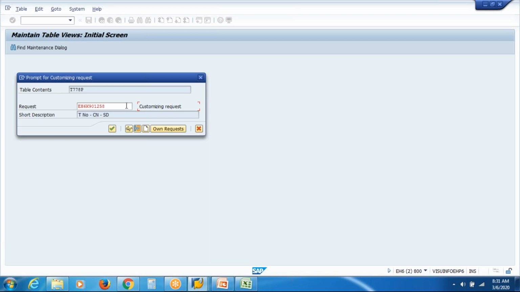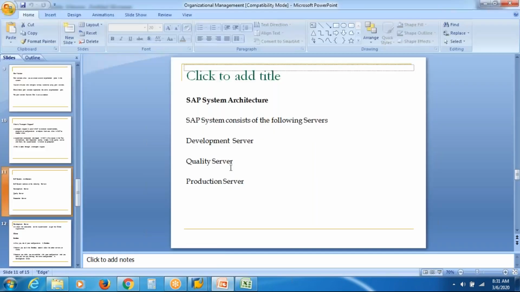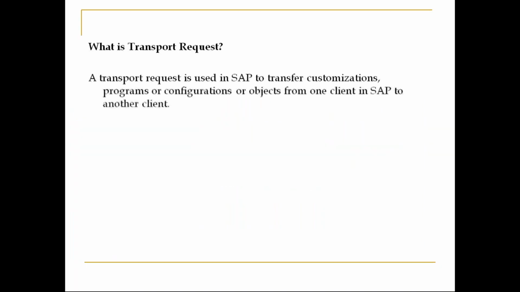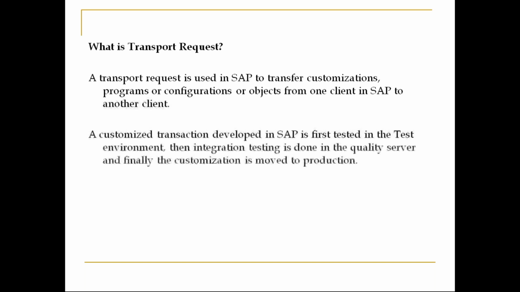Now, what is the importance of this transport request? Let us understand. A transport request is used in SAP to transfer customizations, programs, configurations or objects from one client in SAP to another client. A customized transaction developed in SAP is first tested in the testing environment, then integration testing is done in the quality server, and finally the customization is moved to production.